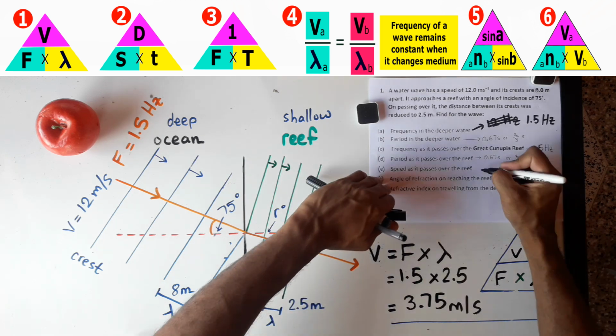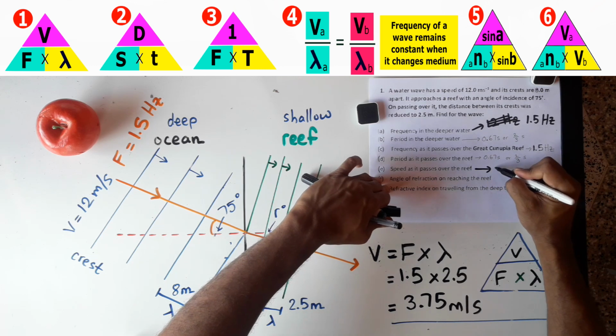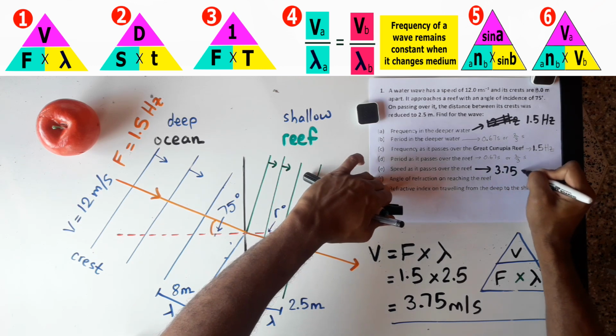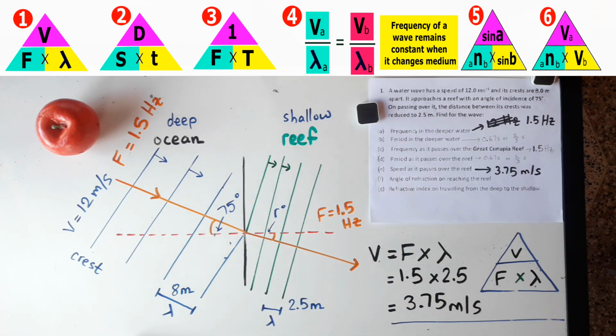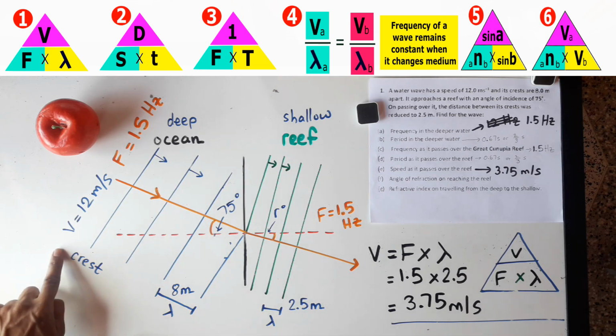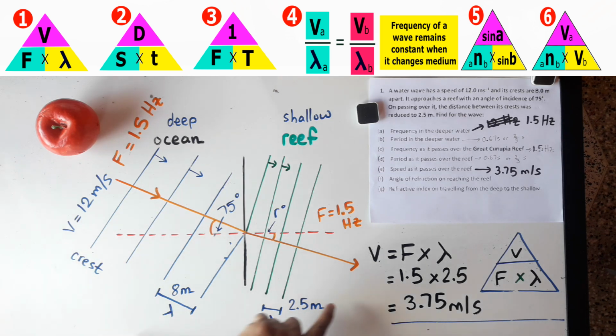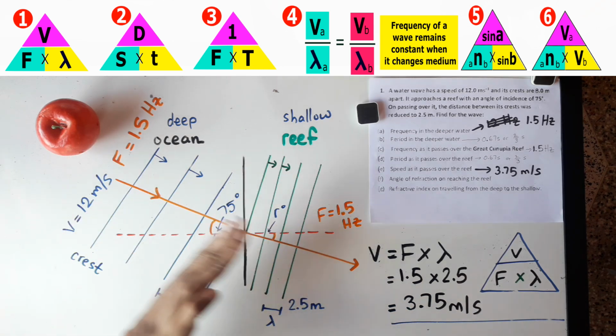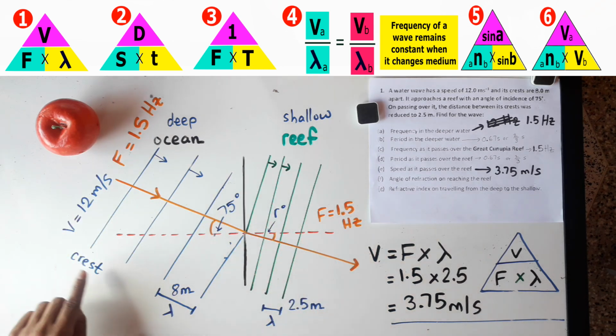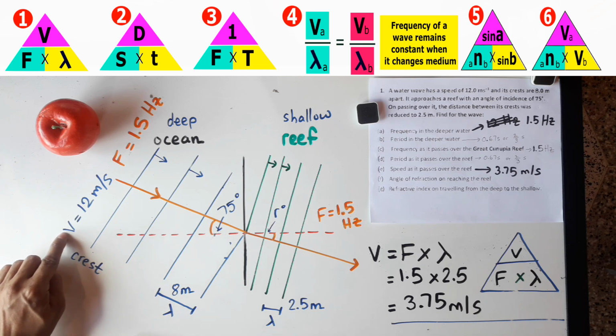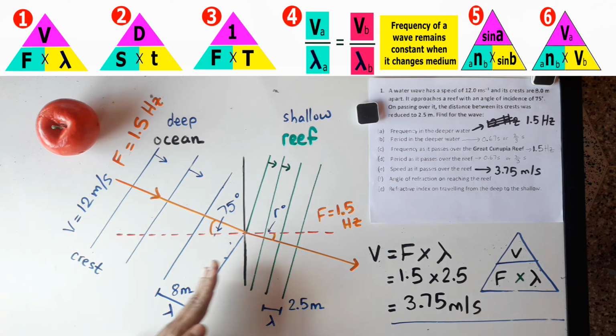So let me write that answer. The speed as it passes over the reef is 3.75 meters per second. Now, does this answer make sense? Yes. Remember, I told you that when a wave is going from deep to shallow, it's supposed to slow down. The velocity in the deep part is 12, but the velocity in the shallow region is 3.75. So that's a reduction in speed. So my answers are actually making sense.